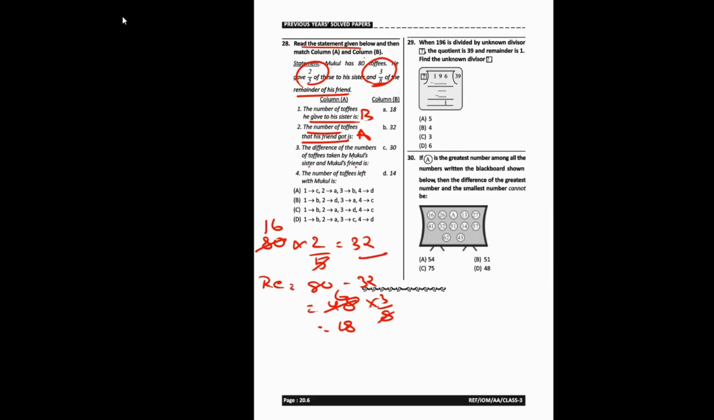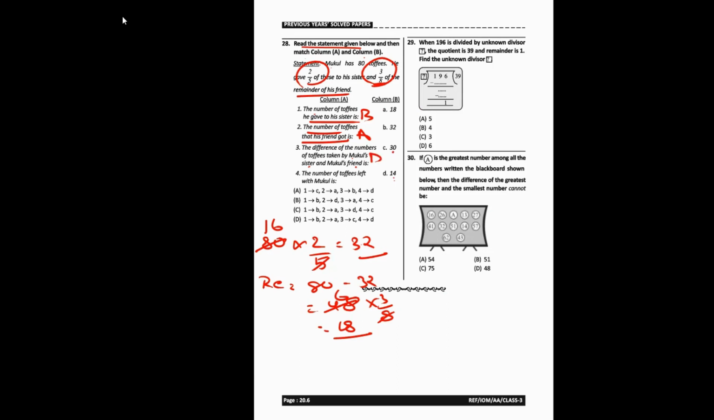Next, difference between the number of toffees taken by Mukul's sister and Mukul's friend. Sister took 32, friend took 18. So when you subtract 32 and 18, obviously it cannot be 30. Only 30 and 14, these two options are left now. Obviously it cannot be 13, so 14, option D, that's our answer. You can obviously subtract and check. Okay. Option D, that's our answer.